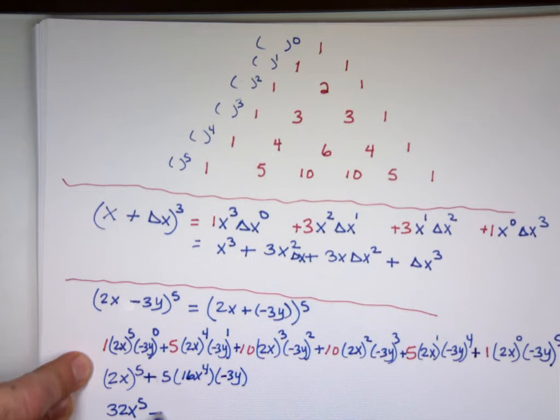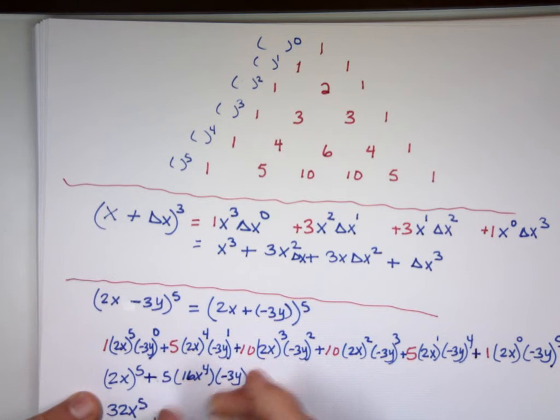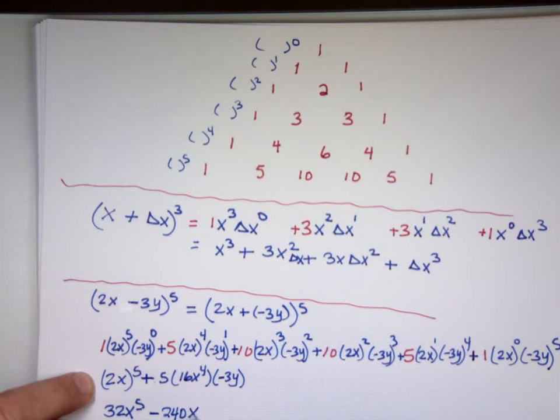I didn't bring a calculator. Let me see if I have one here actually. What's 5 times 16 times a negative 3? Negative 240. So instead of a plus, this would be a minus now. 240 x to the 4th y.